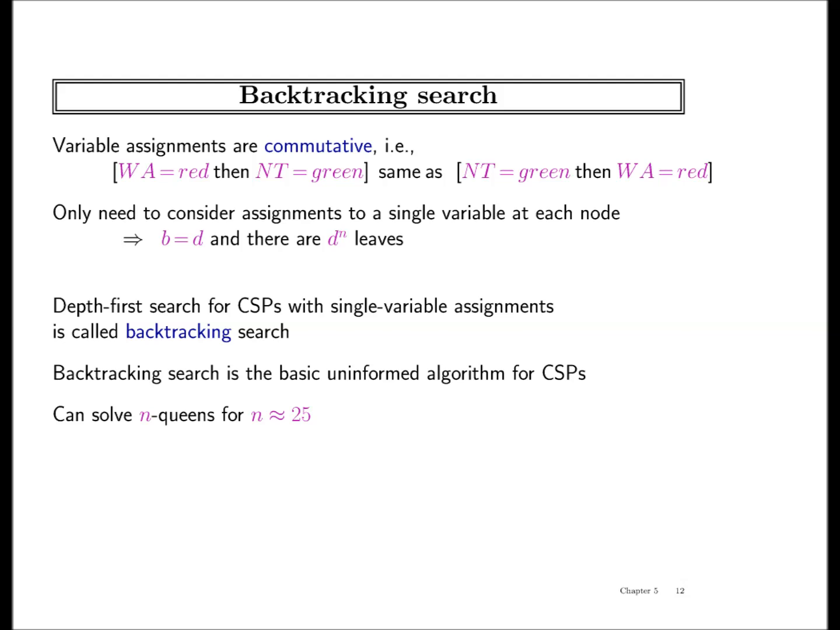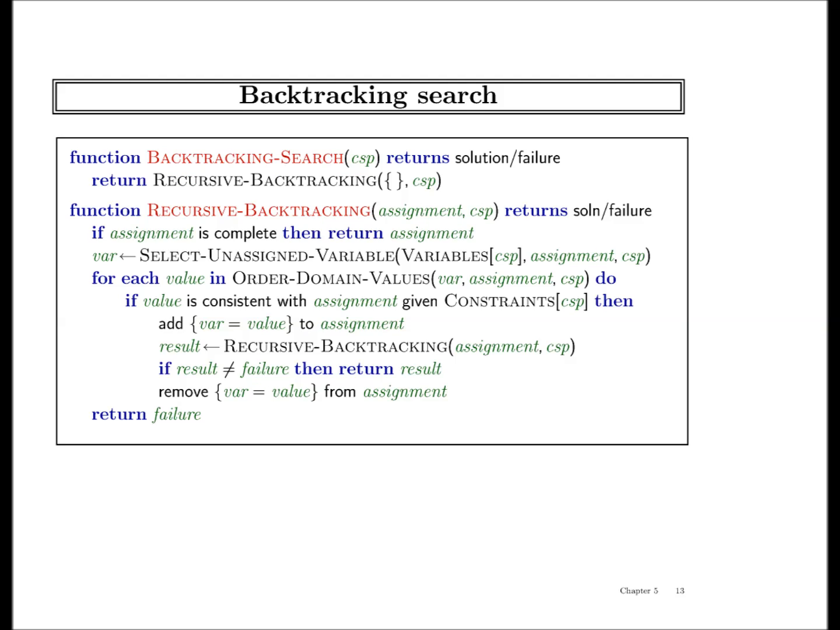So let's see what we need to do. This is the basic backtracking search. I don't think we need to read this. This is easy. But the point is, if the assignment is complete, return it. Otherwise, select one of the unassigned variables which has been pre-specified by some logic. That logic we'll talk about later. And then for each value, we will check if the value is consistent, add it, and recurse.